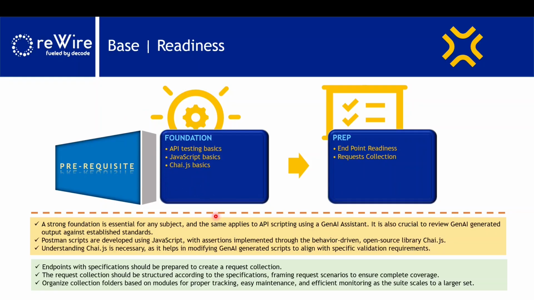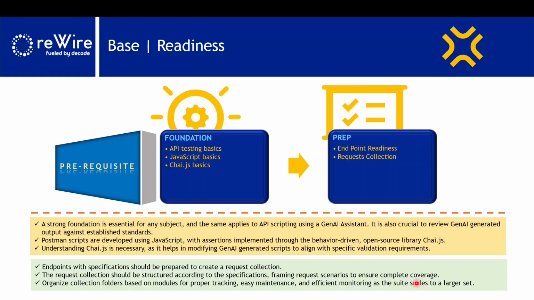And the second point I'm emphasizing is that without the endpoint specification, you cannot start the next stage. So you have to complete the design stage with the preparation; that is, you should have your endpoints in hand. Based on those endpoints, you need to create the request collection, which I have already discussed in my previous feature editions. Endpoints with the specification should be prepared to create a request collection. That is mandatory. The request collection should be structured according to the specifications, framing request scenarios to ensure complete coverage.